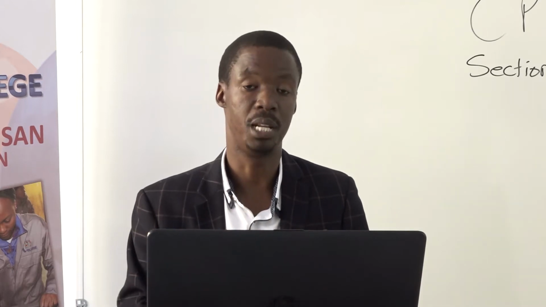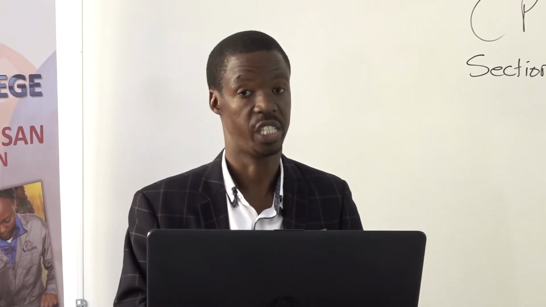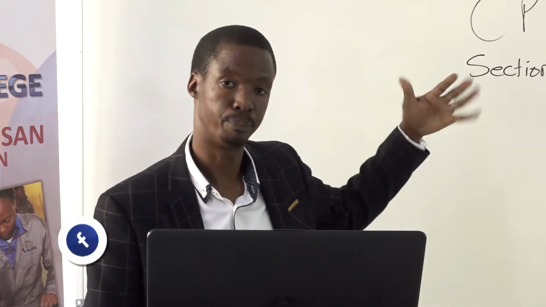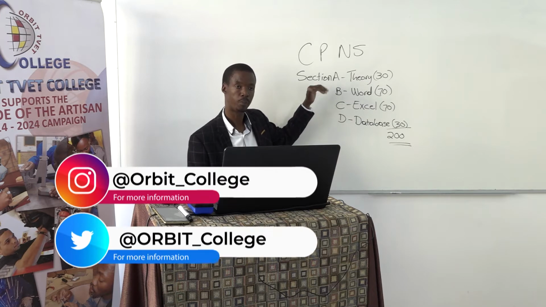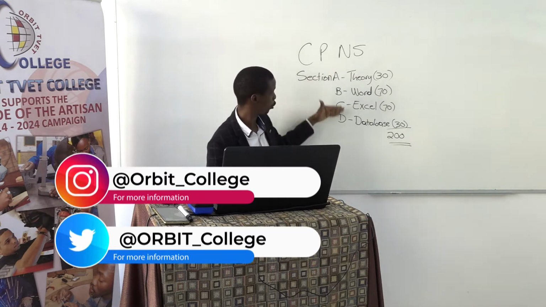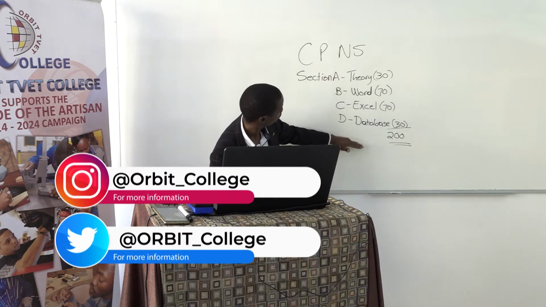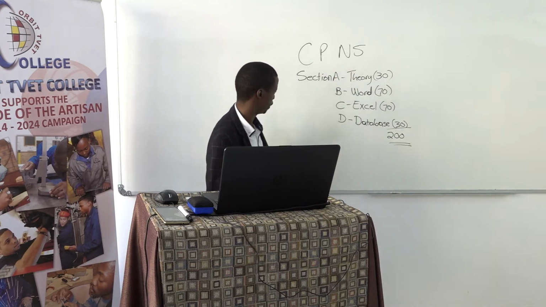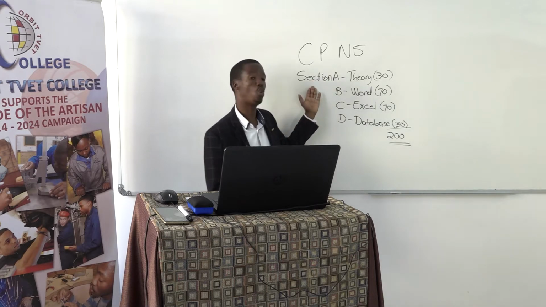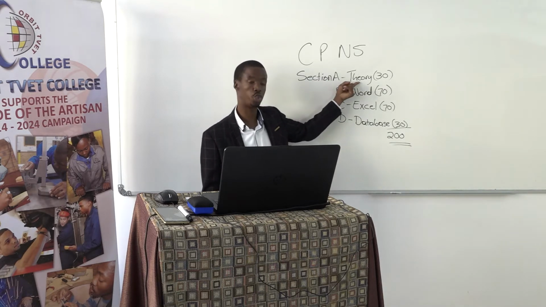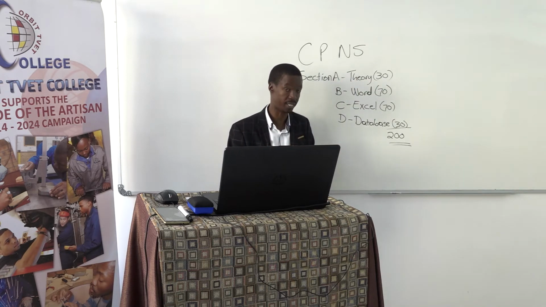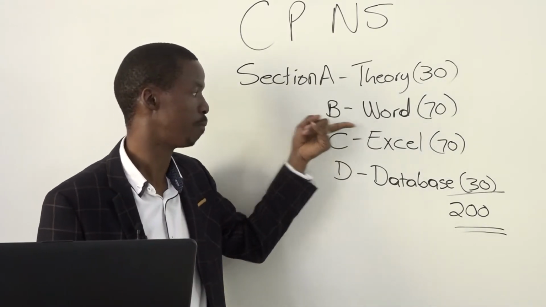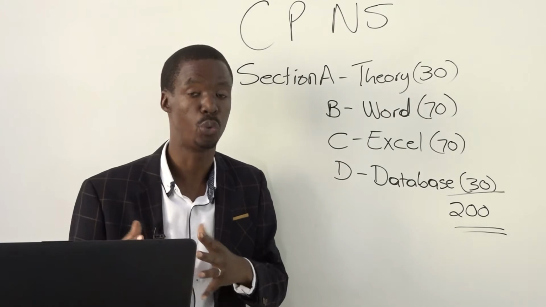Okay? You remember that mail merge is a topic, section B in your computer practice syllabus. But now, talking about the syllabus, let's look at the rollout. Let's look at how your computer practice N5 syllabus is. You will have 4 sections. Section A is your theory, 30 marks, which we will do in our next lesson. And section B, Word, which is what we are going to do today.